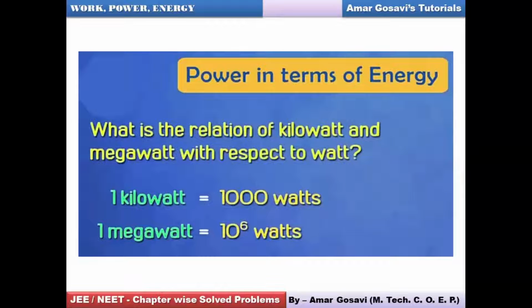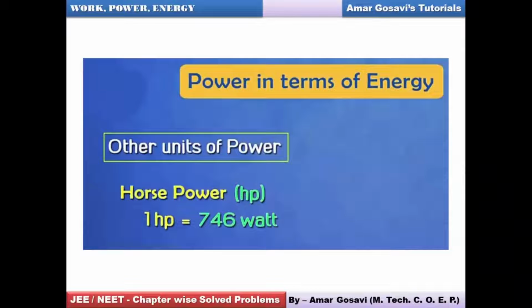Let's talk about the relation between the units kilowatt and megawatt with respect to watt. Note down: 1 kilowatt is equal to 1000 watt, or 10 raised to 3 watt. 1 megawatt will be 10 raised to 6 watt. So this is the correlation between watt, kilowatt and megawatt. What can be the other units of power? The commercial unit basically is horsepower. 1 horsepower is termed as 746 watt. This is something which is to be noted.